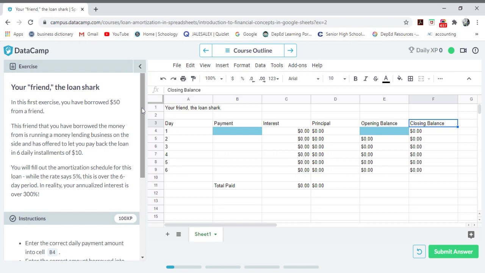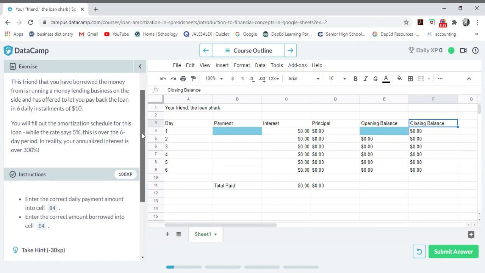Your friend, the loan shark. In this first exercise, you have borrowed $50 from a friend. This friend is running a money lending business on the side and has offered to let you pay back the loan in 6 daily installments of $10. You will fill out the amortization schedule for this loan, while the rate says 5%. This is over the 6 periods. In reality, your annualized interest is over 300%. Wow. So we're going to check it out.